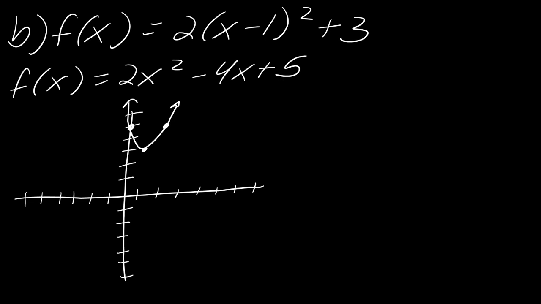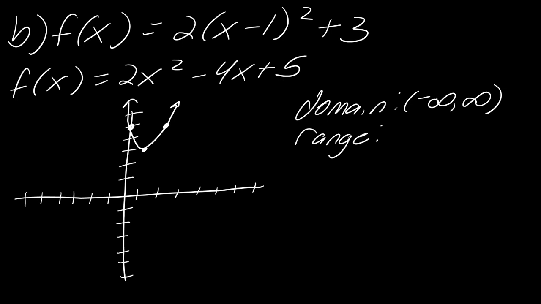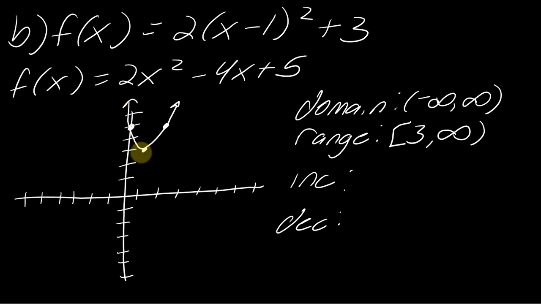So next, the domain. The domain of parabolas is always all real numbers. The range, however, my y values start here and just keep going up. So this starts at 3, and 3 is included. Then we continue on to infinity. Now, the intervals of increasing and decreasing. In this case, my parabola is decreasing, decreasing, decreasing up until this point. So this starts at negative infinity and then decreases until it hits the vertex at 1. And then it continues on from 1 to infinity.